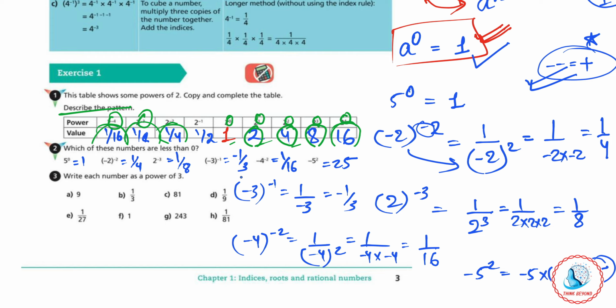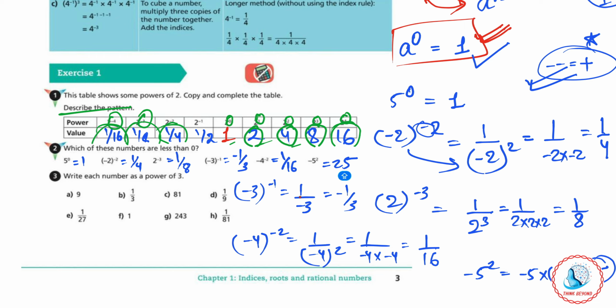Now you have to see what the question asks. Which of these numbers are less than 0? This is 1. This is not less than 0. Then this 1 over 4, it is also not less than 0, right? It is 0 point something. Now for 1 by 8, what do you think? Is 1 by 8 less than 0? Obviously not.